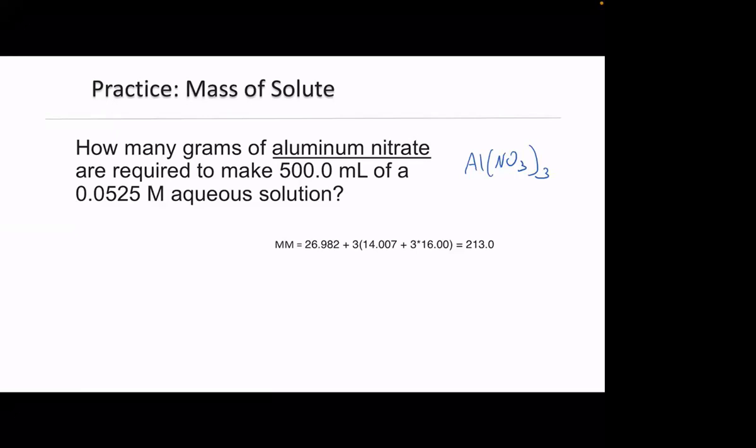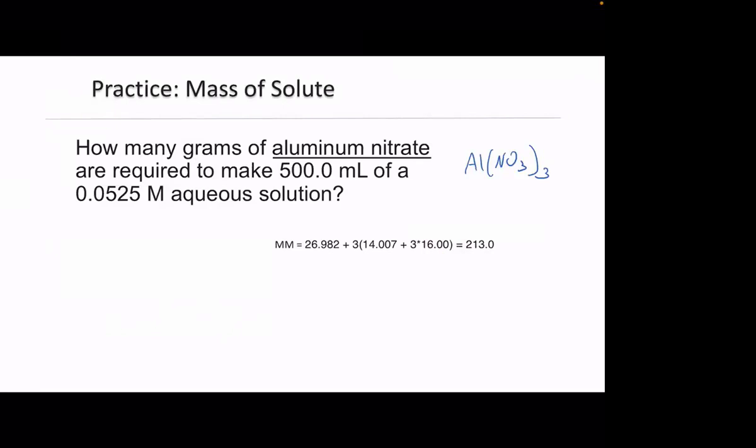So this molarity, again, just asks for the solute, in this case, since you're given the molarity. Again, raise your hand if you get an answer. You get 5.6 grams. Also 5.6 grams.